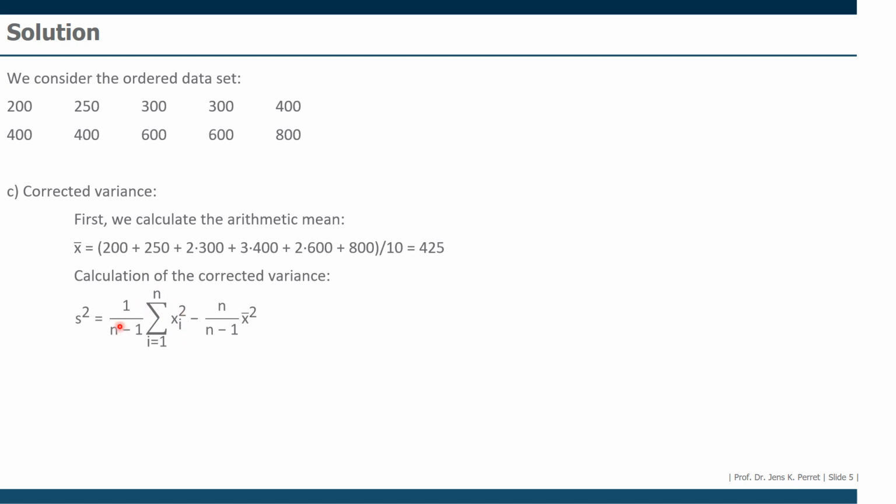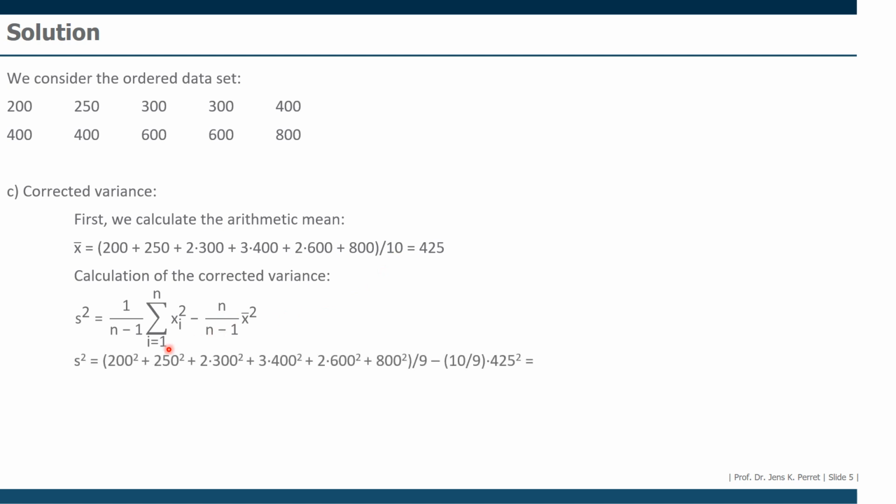That's the first part. And I have n minus 1 because I'm talking about the corrected variance. From this, I'm going to subtract the arithmetic mean to the power of 2. That's why I needed the 425 at this point. And I'm going to multiply this again with a correction factor, which here is n divided by n minus 1. So in this case, 10 divided by 9.